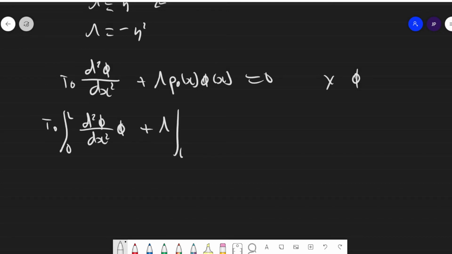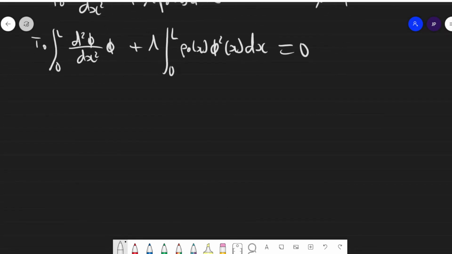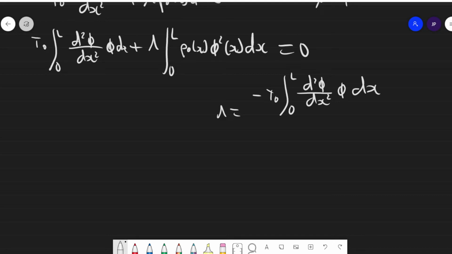Plus lambda from 0 to L. Okay. Now, if I want to solve for lambda, I'll end up with this. So let's solve for lambda. Lambda equals minus t integrated over the range. I have the second derivative in terms of x, and this with the dx here. Okay.